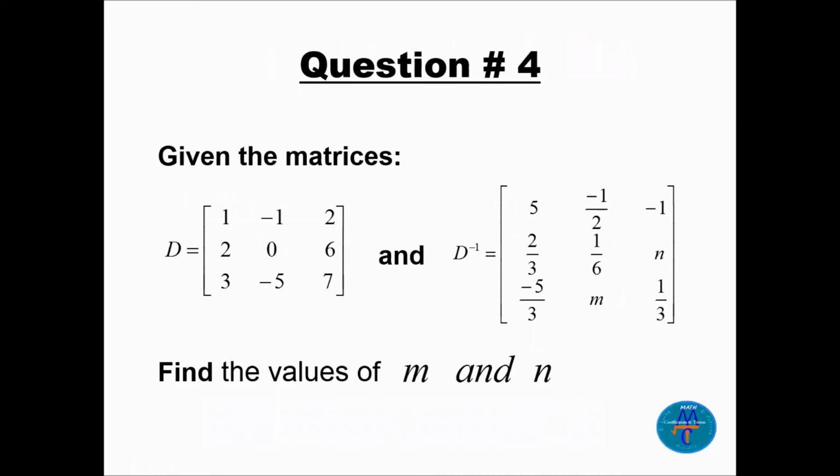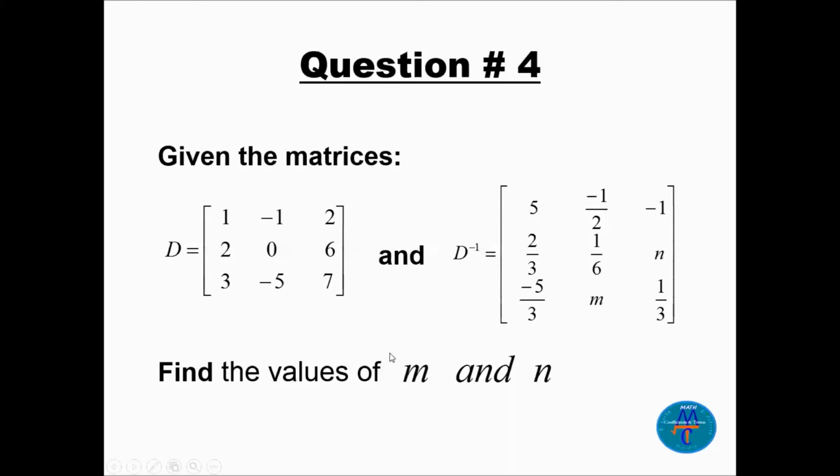Given the matrices D and the inverse, you see D, it looks easy: 1, minus 1, 2; 2, 0, 6; 3, minus 5, 7. And the inverse is this, with fractions. And then I put here some variables, m and n. See the idea of how to find m and n. I think you know the story now. This is not difficult. If you want to try for a minute or so, you can pause and try, please. Or you can directly go to the next slide.